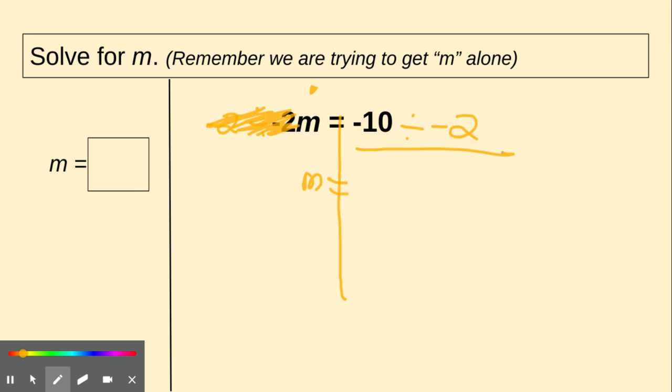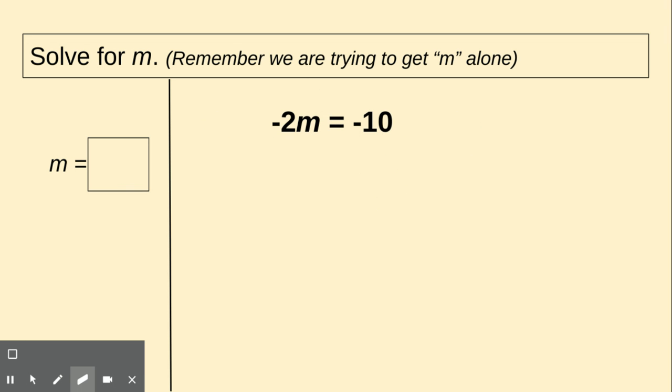Negative 10 divided by negative 2 is 5, because we know 2 negatives make a positive. So m would equal 5. What we did there was we divided both sides by negative 2 to get m alone, and then we solved and got m equals 5. So we're using our inverse operations, or our opposite operations, to get the variable alone. And in these problems, our variable is m.